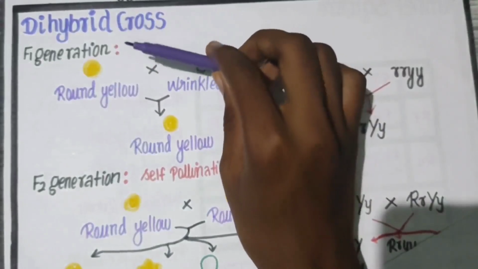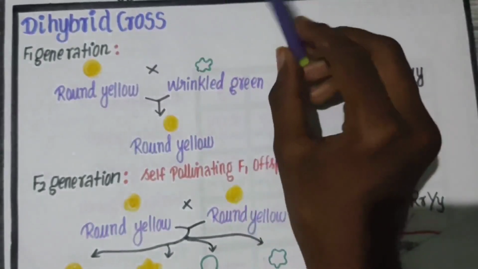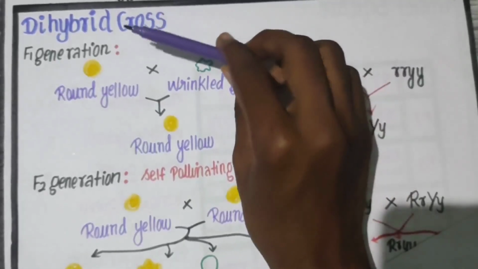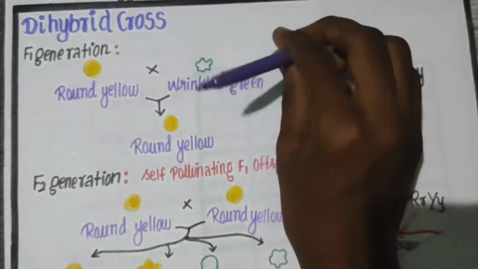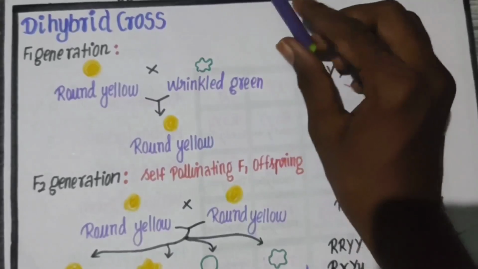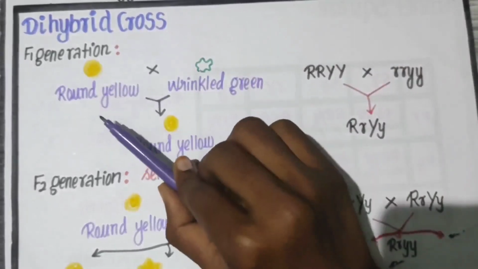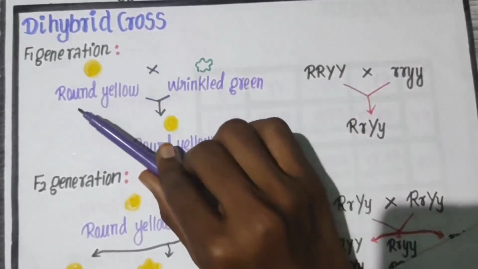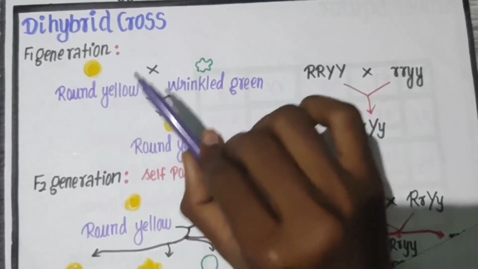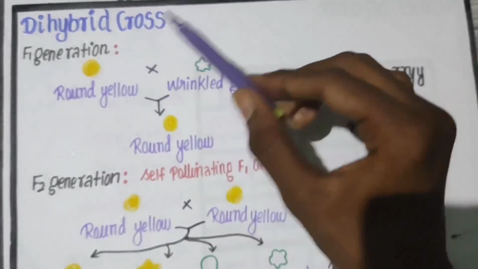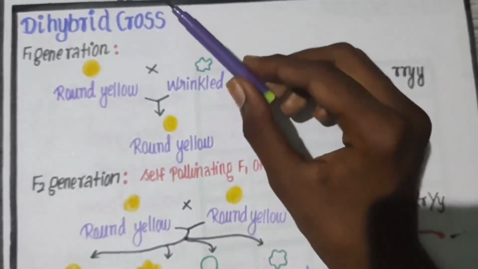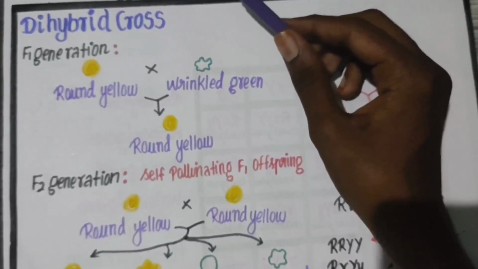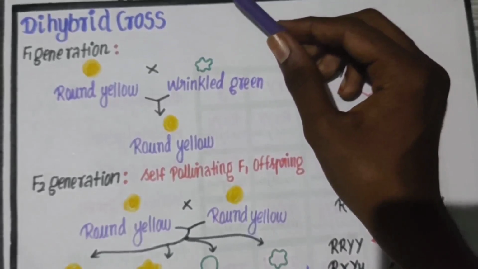See, the cross which is going to involve two pairs of contrasting characters is known as dihybrid cross, as we have already discussed, right? If you see here, the shape of the seed as well as the color of the seed, both are considered. See, round and wrinkled, this is the shape of the seed, and yellow and green, this is the color of the seed. So both the characters are considered. Such a cross where there is involvement of two pairs of contrasting characters is known as dihybrid cross. Am I right, kids?